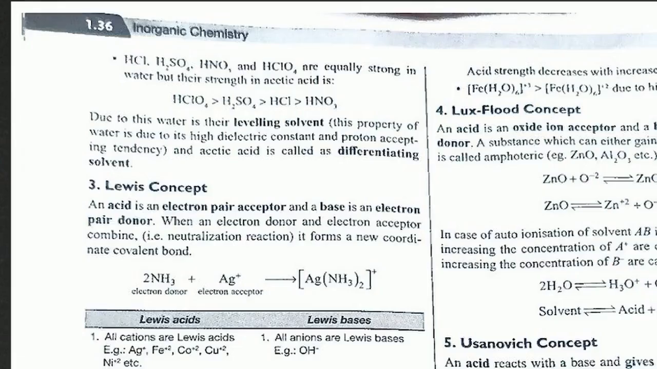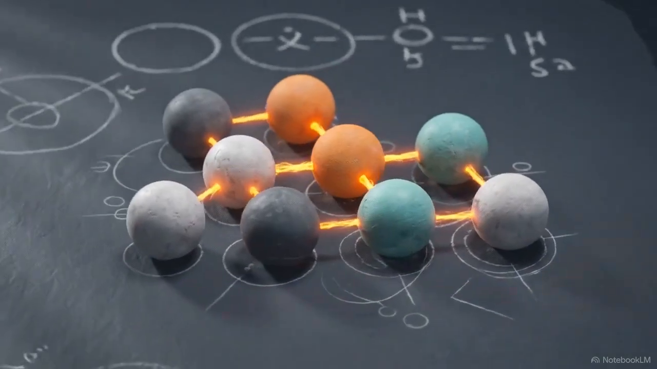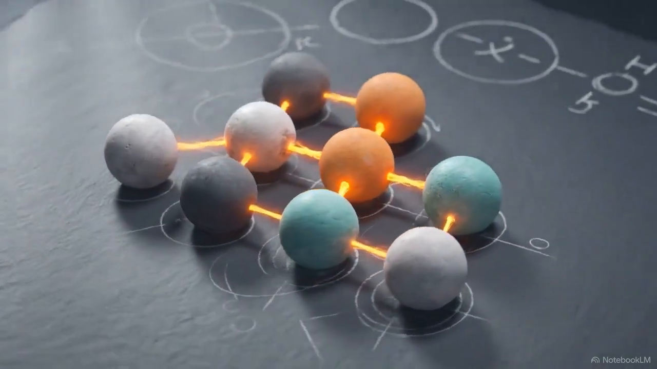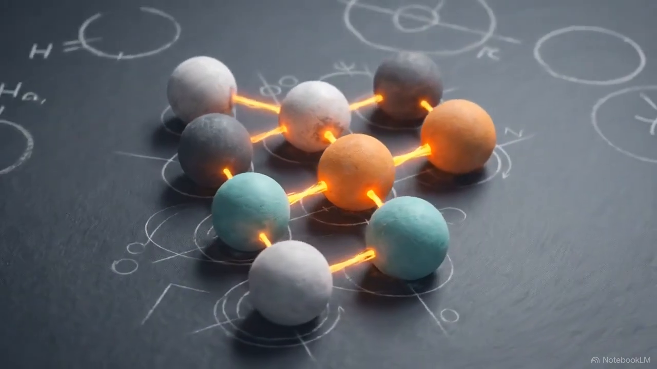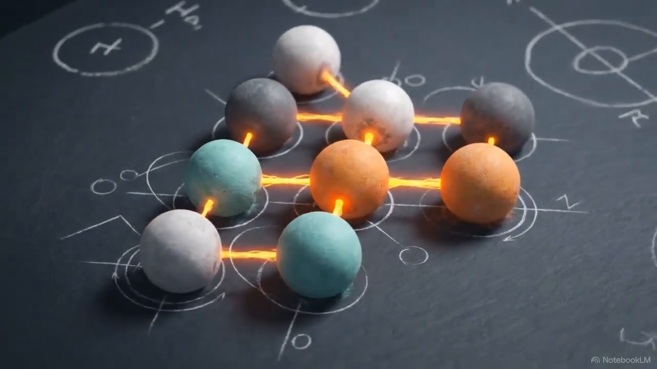To see the actual hierarchy of power, chemists use a differentiating solvent, like acetic acid. This equation shows the result. We can finally rank the strength of these acids, from perchloric down to nitric. But the proton economy still has a limit. It cannot explain reactions involving acidic molecules that contain no hydrogen atoms to trade.